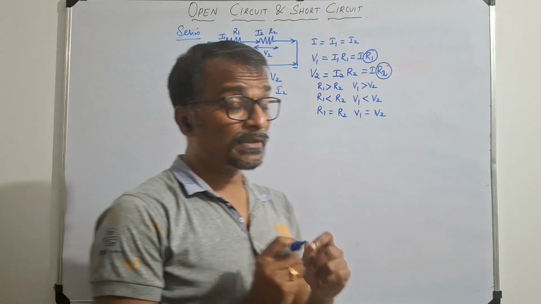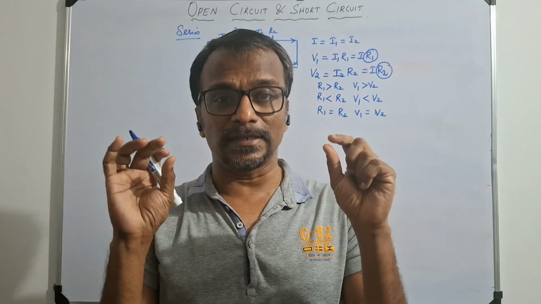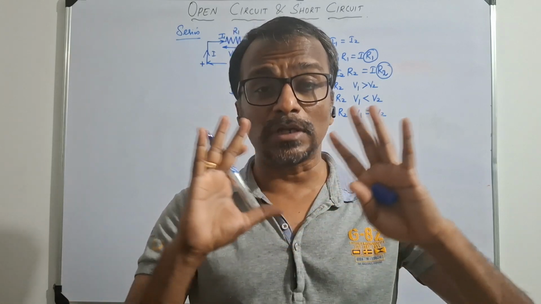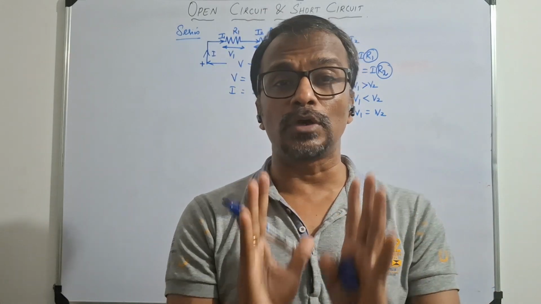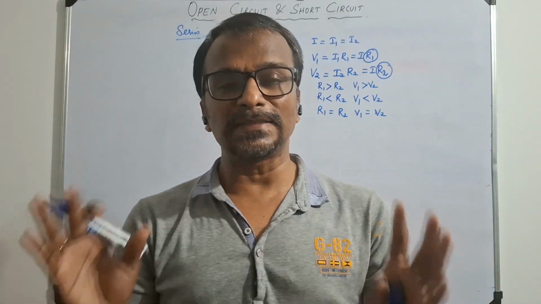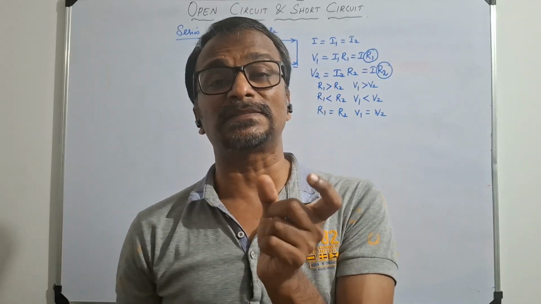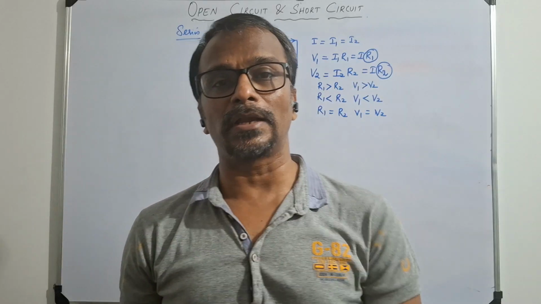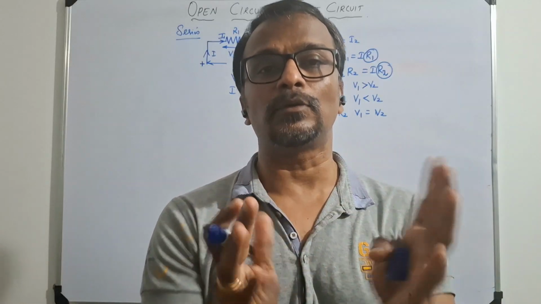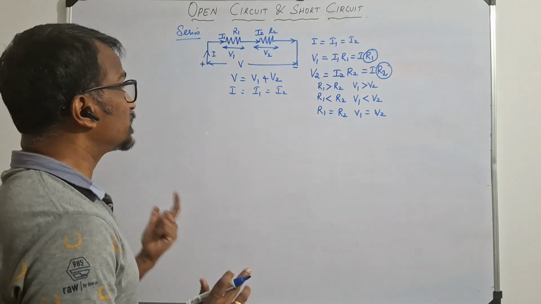What we can conclude from this is that when two resistors are connected in series, the voltage across each resistance will be different. The total voltage is the sum of the voltage drops of each element, that is V is equal to V1 plus V2. At the same time, the same current flows through both resistances, R1 and R2. So we can say I is equal to I1, that is equal to I2. I hope you understand the relation between voltage and current in the series connection.